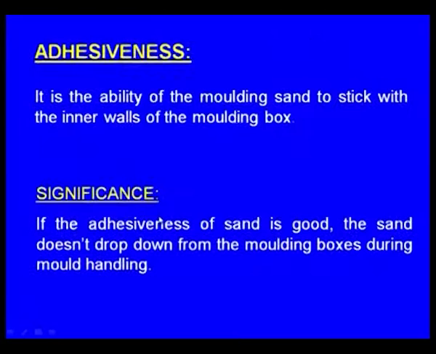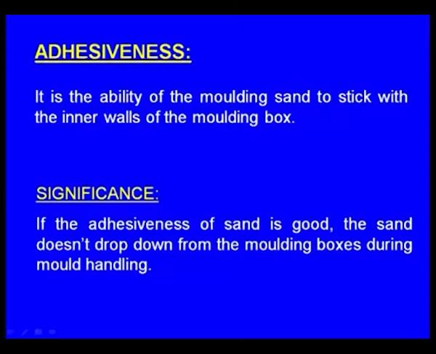Next, let us see the adhesiveness. It is the ability of the moulding sand to stick with the inner walls of the moulding box. That is the adhesiveness. Cohesiveness means binding between the sand particles, whereas adhesiveness means binding between the sand particles and the walls of the mould box. And what is its significance? If the adhesiveness of the sand is good, the sand does not drop down from the moulding boxes during the mould handling.